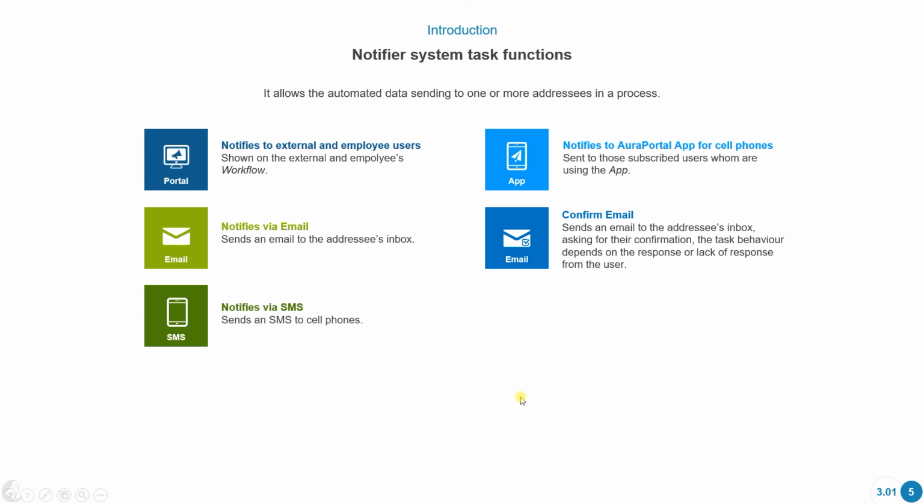Then there's another feature. It's called confirm email. This is something we'll see later. It allows us to confirm. Let's say we receive an email. In this email, we have to make a confirmation, and based on this confirmation, we can redirect the flow in a process in one direction or another one.